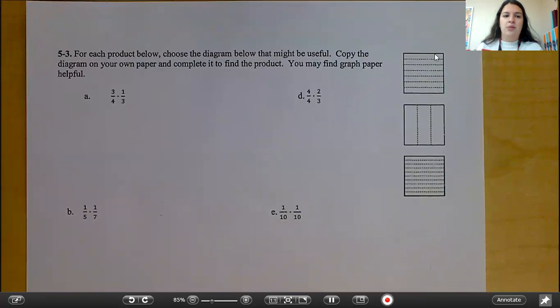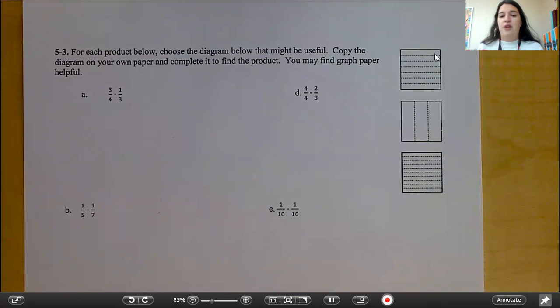Okay, if you're back with me, that means you have finished problem 5.1. We are going to save that to discuss it in class. 5.3: for each product below, choose the diagram below that might be useful. Copy the diagram on your own paper and complete it to find the product. You may find graph paper helpful. So I'm going to kind of help you guys out here.